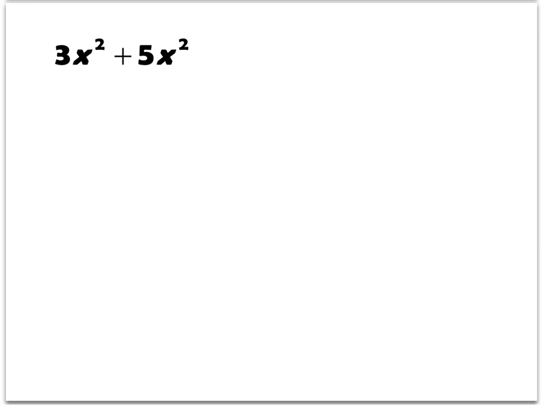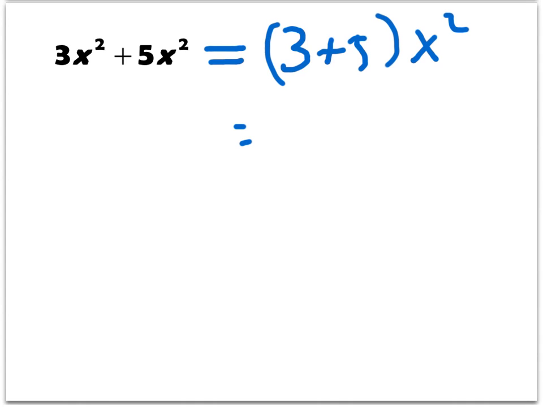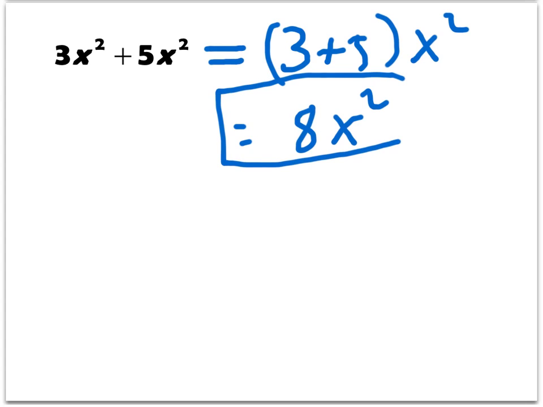Let's start off with a real simple example. 3x squared plus 5x squared. That's an expression. Notice that we have two like terms, so let's combine those like terms by simply adding the coefficients. 3 plus 5 times x squared is 8x squared. So there we have our simplified algebraic expression.